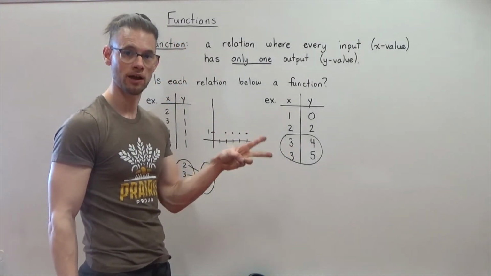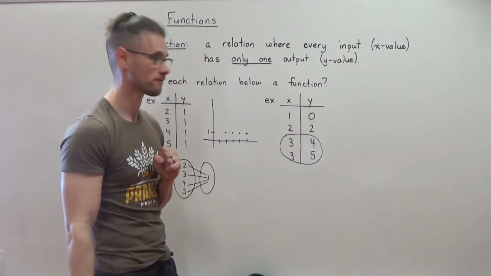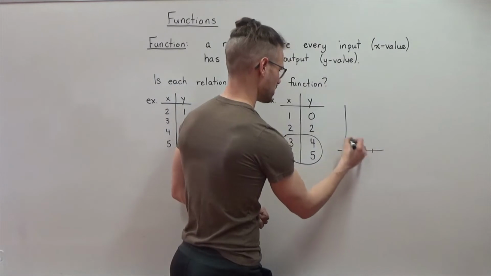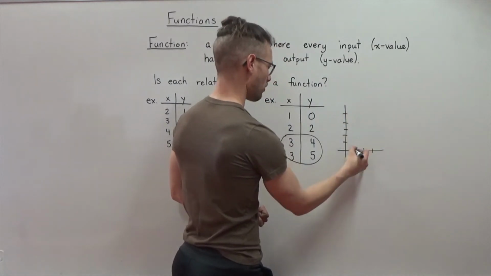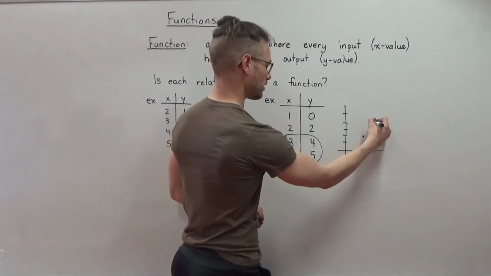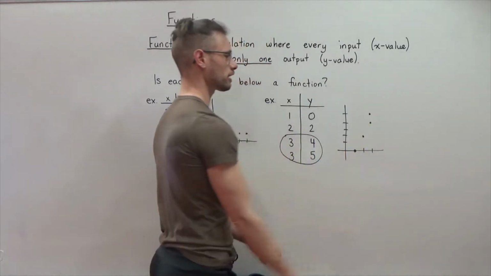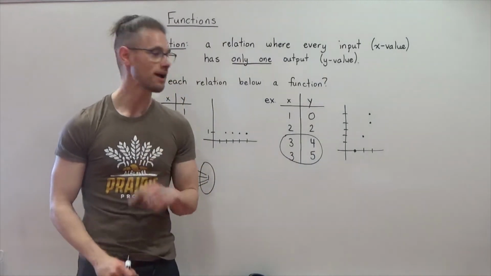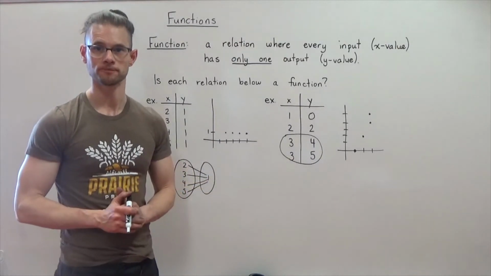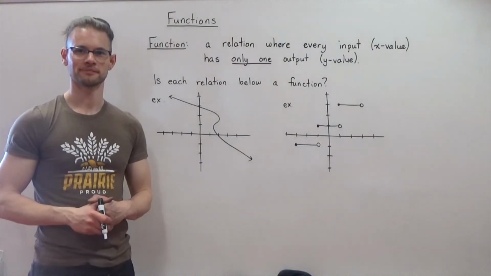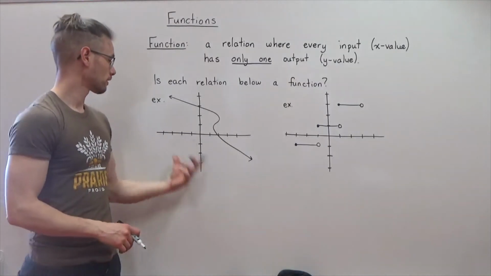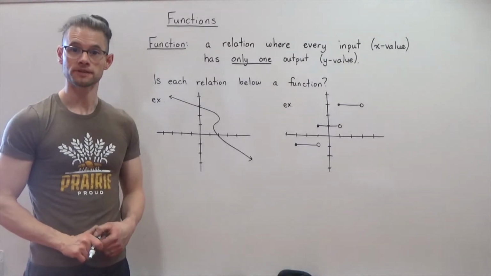If I made an arrow diagram, it would produce that type of scissor effect. And if I produced a graph, 1, 2, 3, what I would notice is that my points right here would stack vertically on top of each other. It only needs to happen once, but this means that this relation is not a function. To finish off this lesson, we're going to consider a couple of graphs. Asking simply, are they functions?